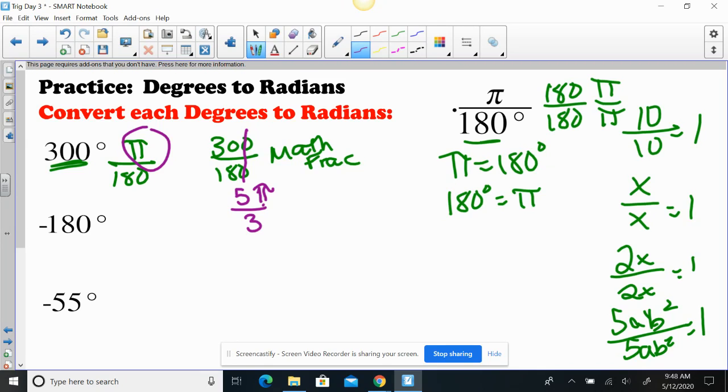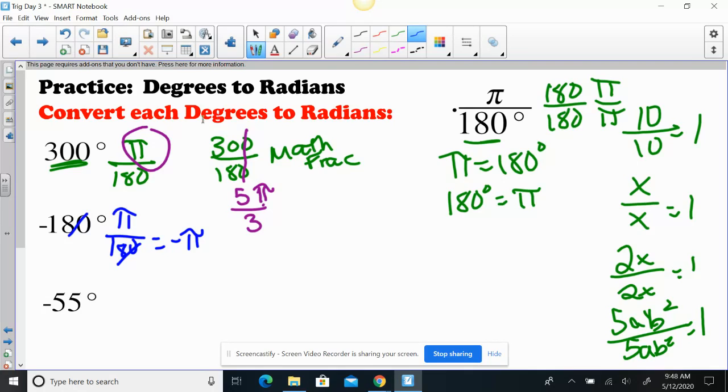Negative 180, same thing. So I'm going to divide by 180 and multiply by pi. Pi over 180 is a form of 1. So 180 over 180 reduces to be 1. And in terms of radians, I would have negative pi.